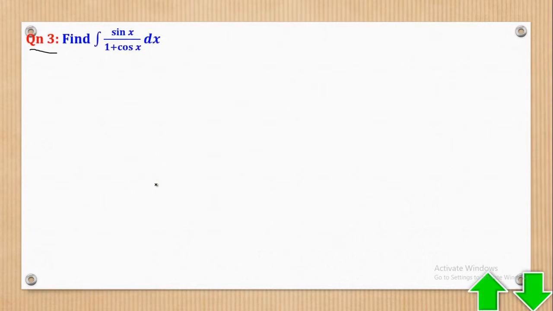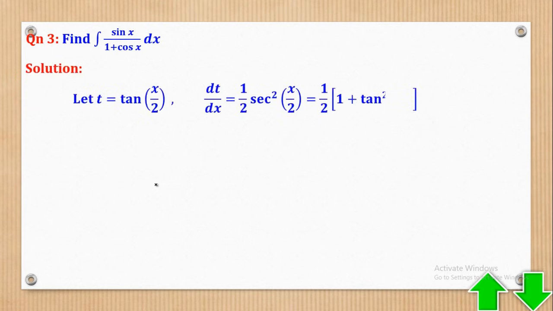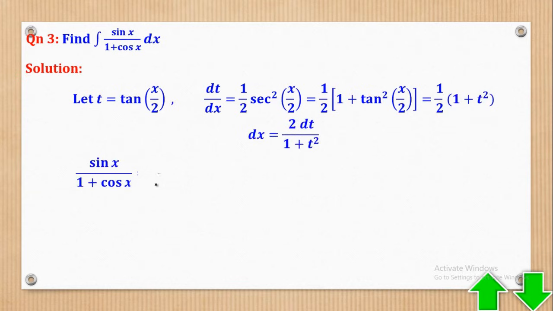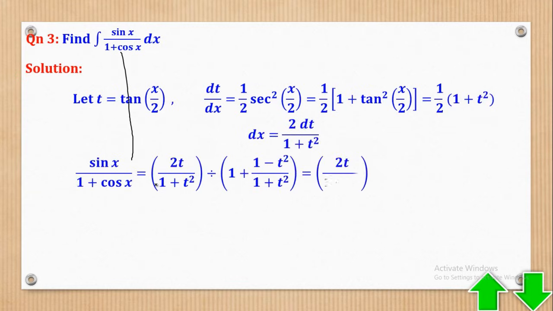So now we shall go to question 3, which says that find this integral. So let t be equal to tan x over 2. I think you already know that. Therefore, dx will be that. Now we have to simplify this one first in terms of t.